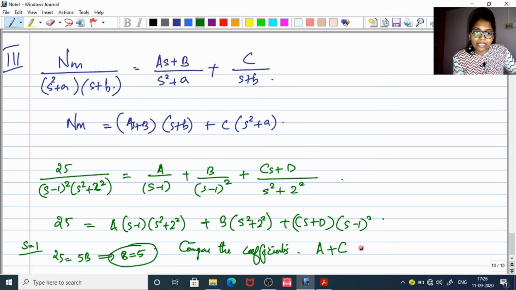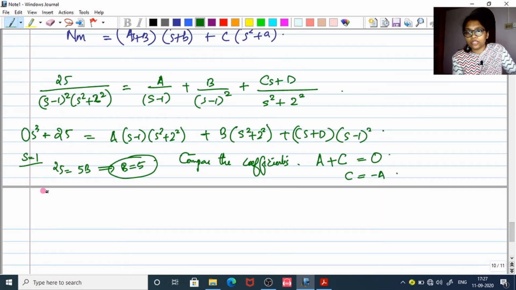So a plus c is equal to what is the coefficient of s cube in the LHS? There is no coefficient, which means it is 0 s cube. So a plus c is equal to 0, then you can have c is equal to negative a. Now you can substitute s is equal to 0. Let's see what happens then.